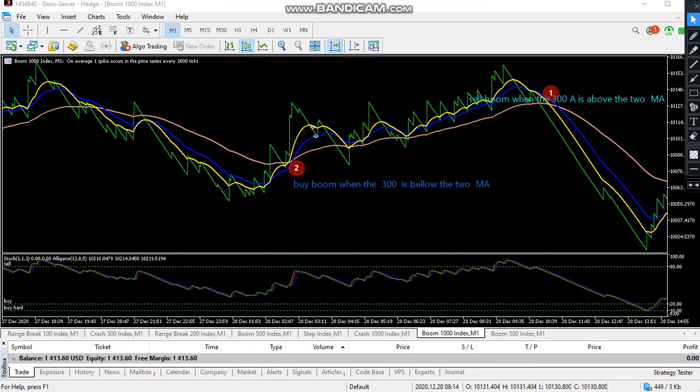Okay, for Boom, we sell Boom when the 300 moving average is above the 2 moving average. As you can see, the 300 moving average is now above the 2 moving average. That's why you sell. And then you check what. Okay, let's put our entry point there. There it is.